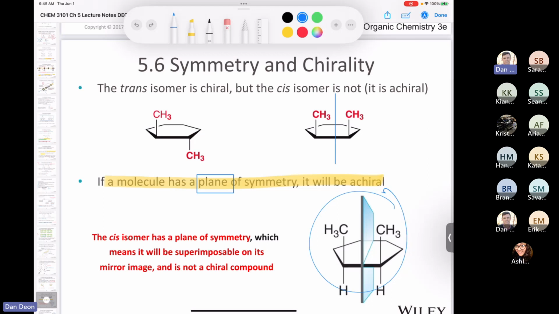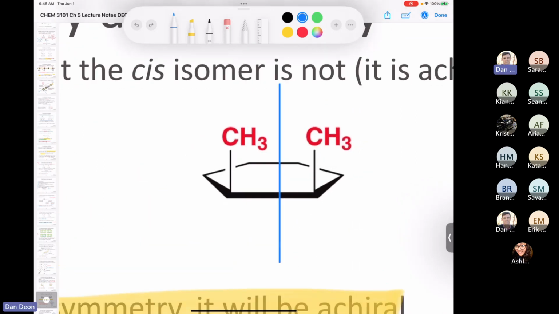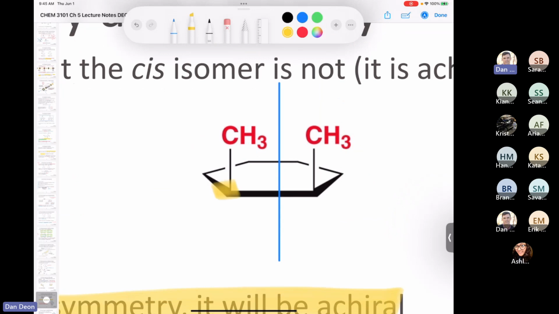I can tell you another way that I like to think about it. If you look at this molecule here, this is a chiral center, this is a chiral center. But do you see how the two chiral centers are kind of mirror images of each other?